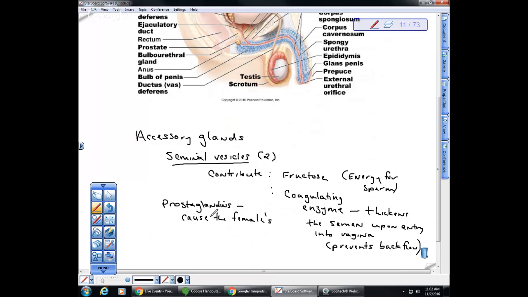So it causes the female's reproductive tract, like the vagina and the uterus, to contract. So just put vagina and uterus. And what this does is this helps move the semen up further into the reproductive system.